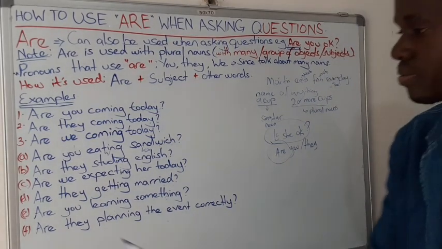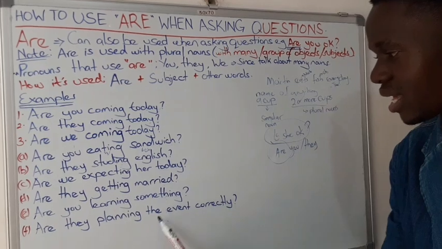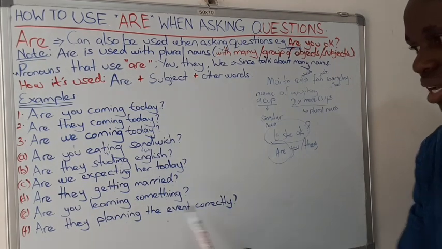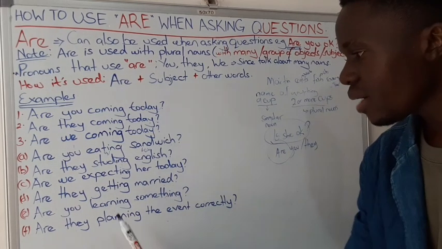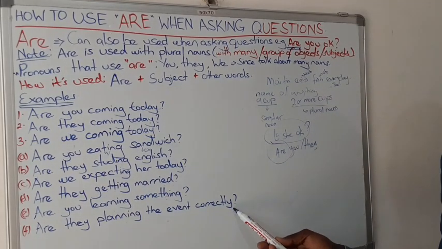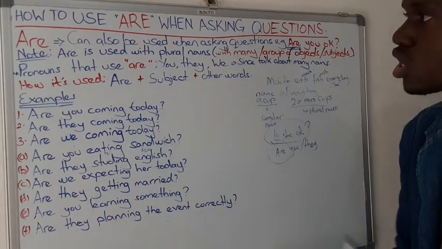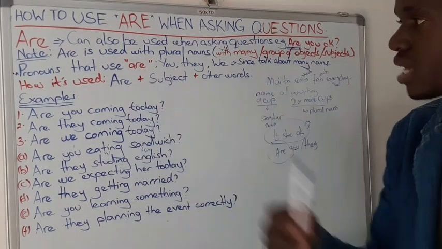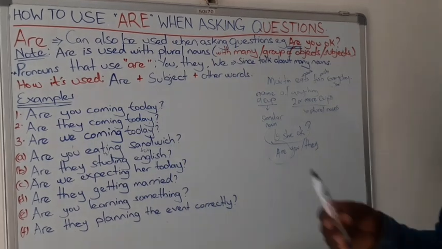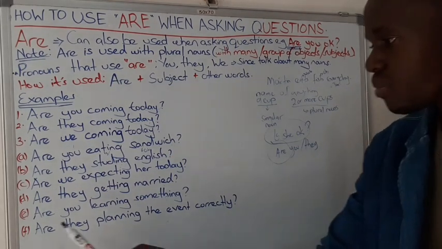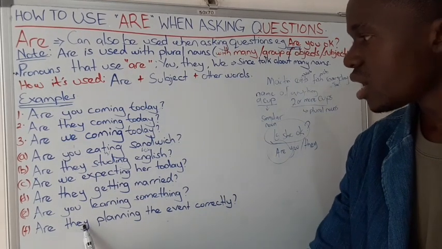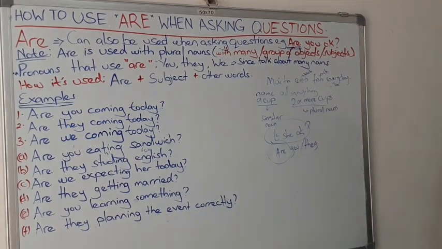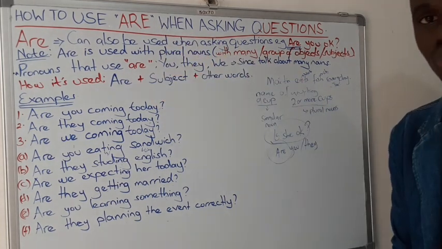Okay, the last example: "Are they planning the event correctly?" So you want to inquire whether the event is being planned correctly. Hope we are together. A point to note: "are" is placed at the start when you use it to ask questions, followed by the subject and other words. For example, "Are they planning the event correctly?" "Are" is at the start, the subject is "they," followed by other words.